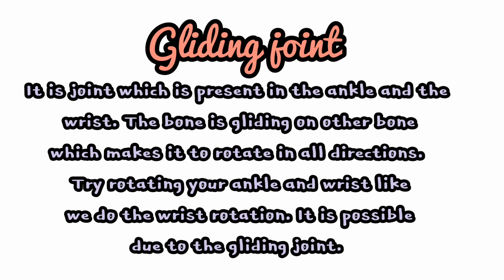Gliding joint. It is a joint which is present in the ankle and the wrist. The bone is gliding on another bone which makes it easy to rotate in all directions. Try rotating your ankle and wrist like we do in the wrist rotation. It is possible due to the gliding joint.